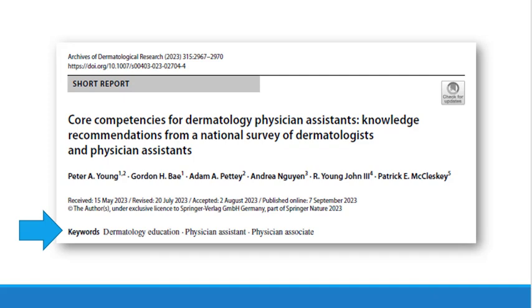Here's another example looking at a paper from the Archives of Dermatological Research. Core competencies for dermatology physician assistants, knowledge recommendations from a national survey of dermatologists and physician assistants. And so again, interesting here that they put physician assistant in the keywords and within the title. This is interesting. Physician associate. Is that a common term? I don't know. I've not heard that one before.